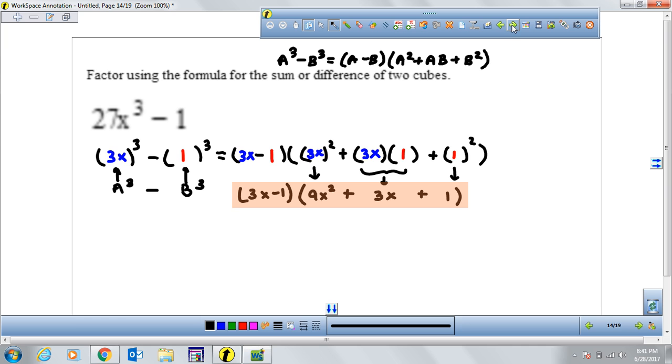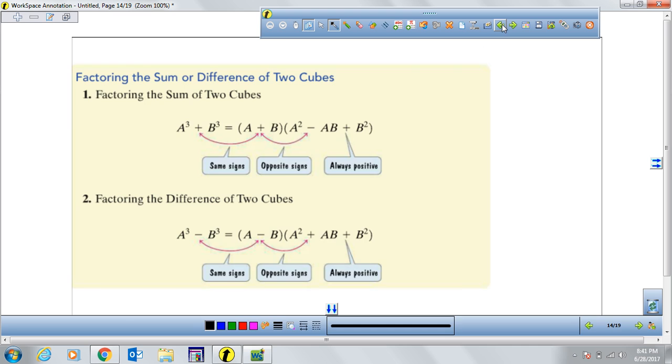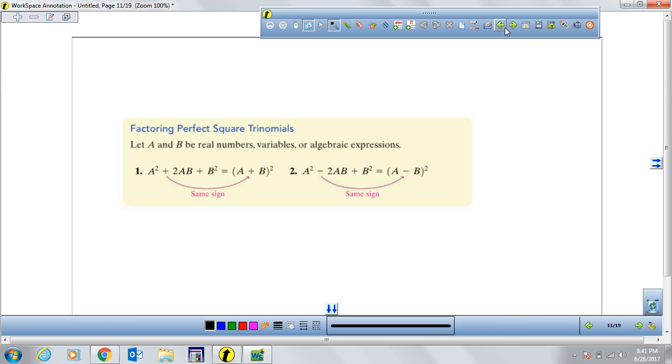Now, we're going to do one more special formula. That one is a special case of trinomials. We call it a perfect square trinomial. So I'm going to go back to that before we do the last problem. This is a special type of trinomial, and it is a formula that we can use.